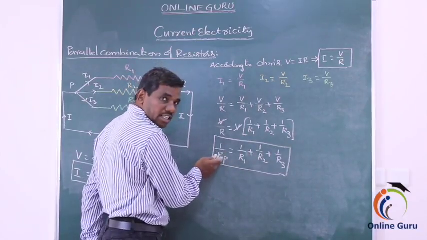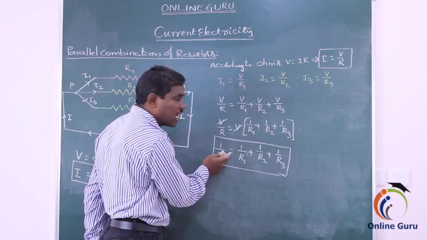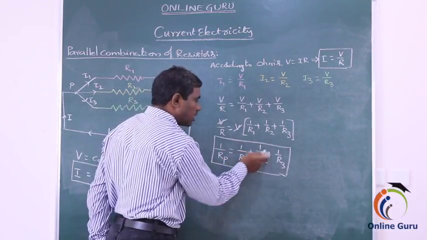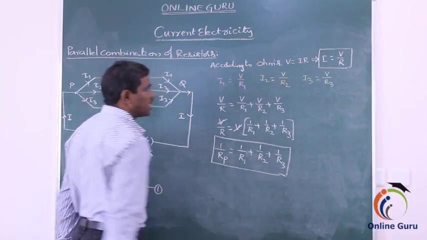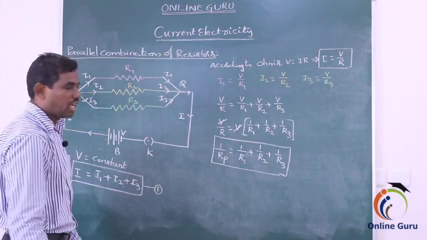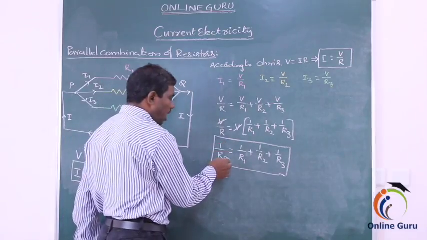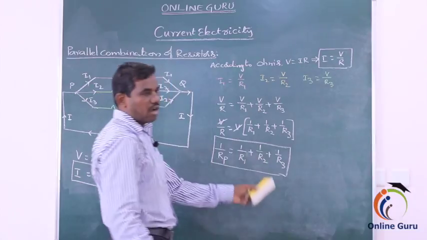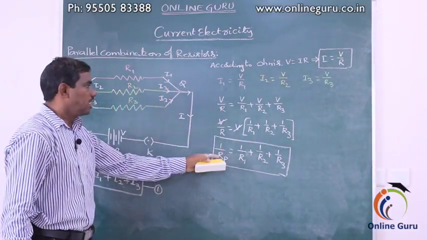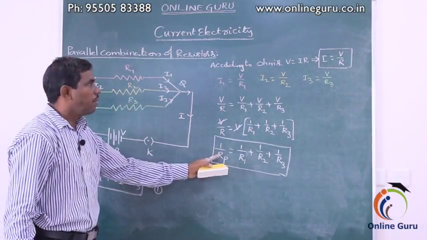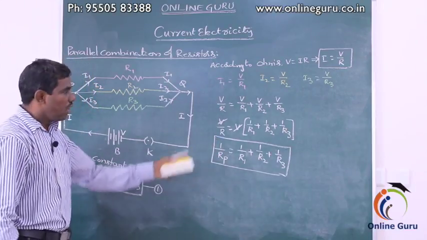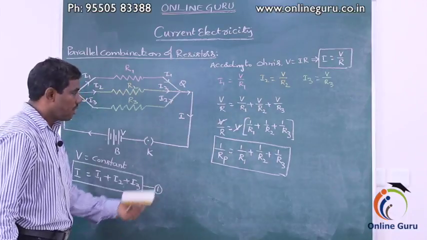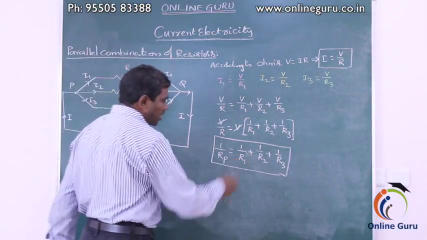The reciprocal of the resultant resistance in parallel combination is equal to the sum of reciprocals of the individual resistances in parallel combination. Therefore, 1 by RP is equal to 1 by R1 plus 1 by R2 plus 1 by R3. This is the resultant resistance in a parallel combination. Now that we know series and parallel combinations of resistors, for example, we can take n resistors.